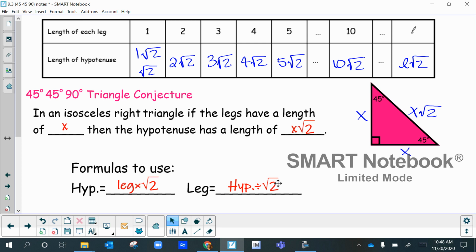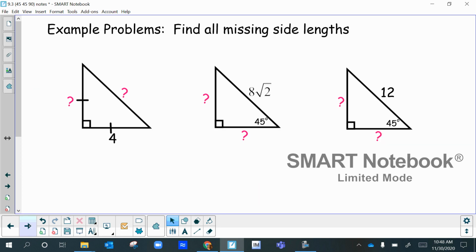And so here's where you're going to have to remember how to divide by radicals, just like we did on an assignment not too long ago. And that's pretty much it. So let's see how we can see this on problems.